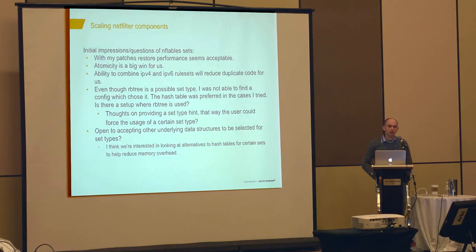Is there a way to combine V4 and V6 entries in the same set? No, you can't do that. You have to specify the type, and it's going to be either V4 or V6.